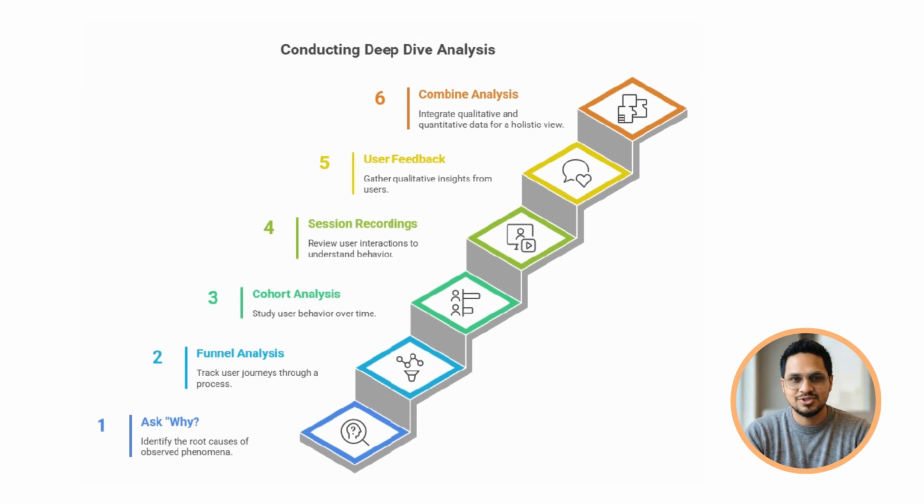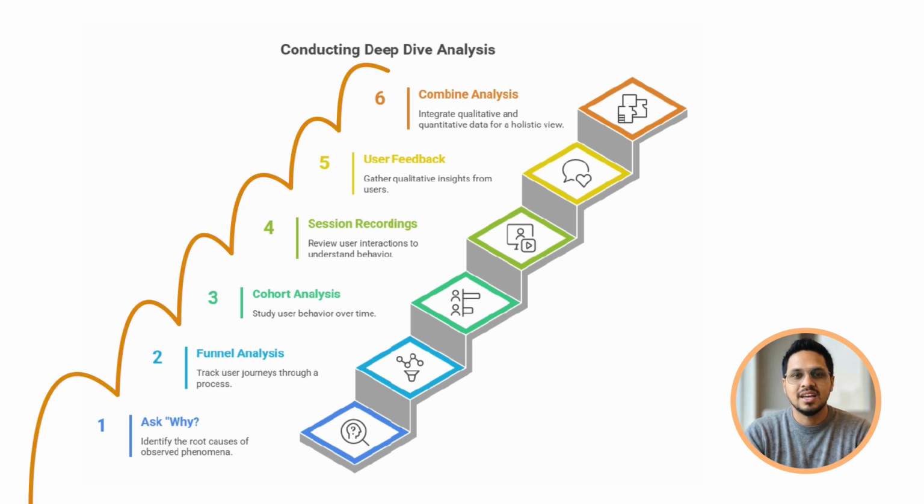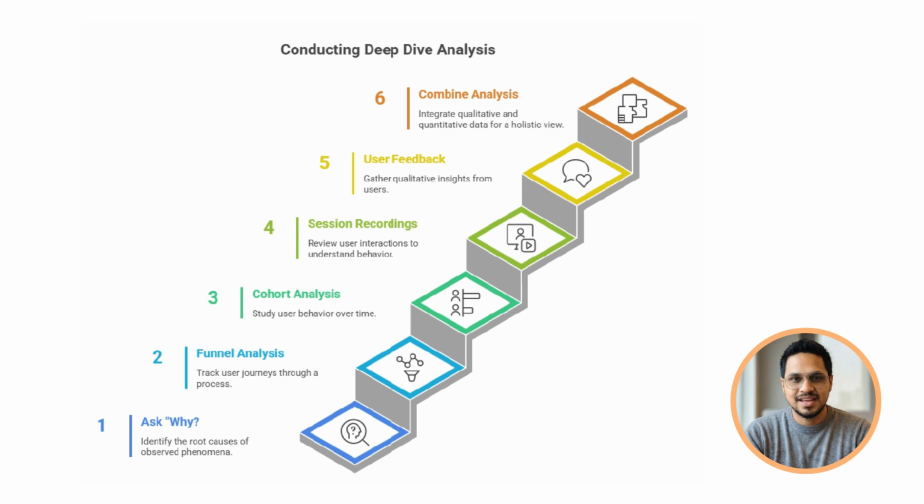Now, step number 2 is the deep dive analysis. And this is where you ask, why is this happening? Use methods like funnel analysis, cohort analysis, session recordings, and user feedback. These are the points of measurement where you start combining qualitative and quantitative analysis. And obviously, all of this is coming from the data.